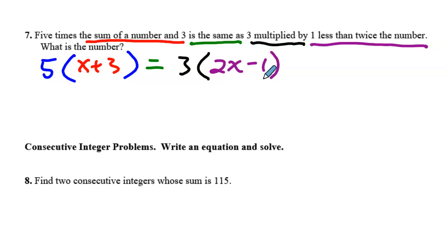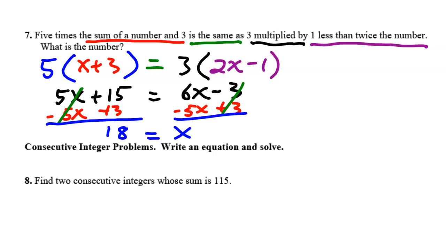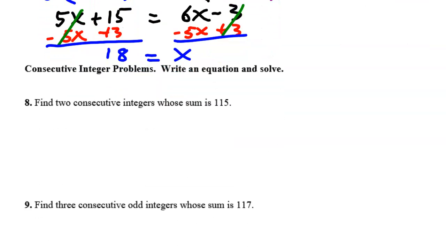And then in those, you would distribute the 5 to this side, the 3 to this side, and then move your like terms. Move the x's one way and the numbers the other. I'll solve that real quickly so you can see it. So there it is, worked out. I hope that's helpful. Now we're just going to get to a couple of consecutive problems, and then we'll be finished with this lesson.